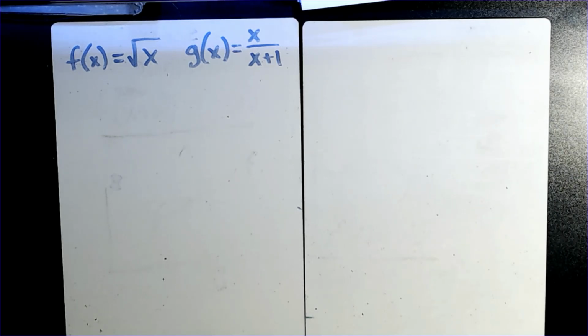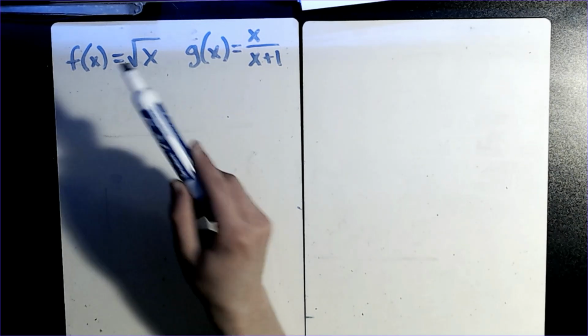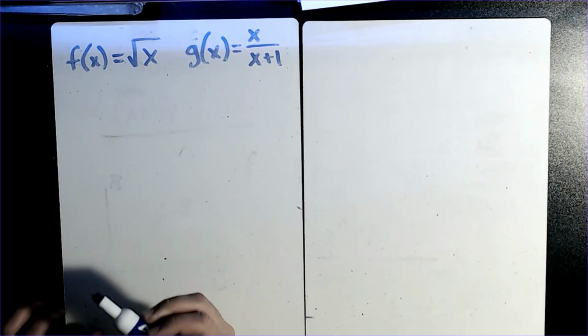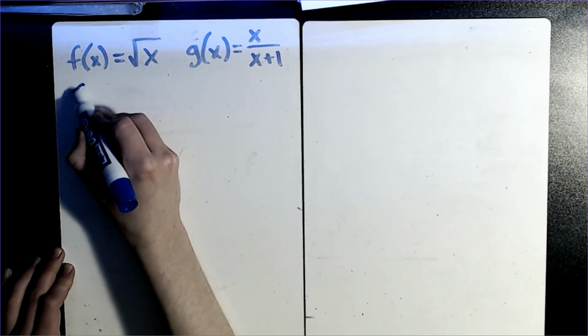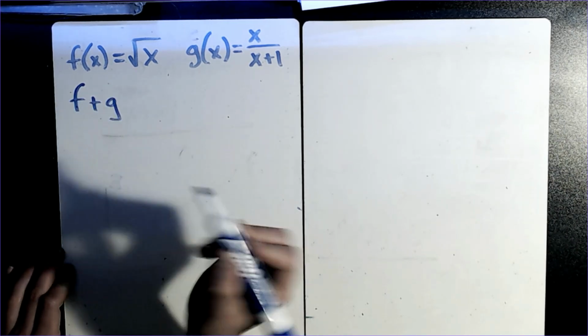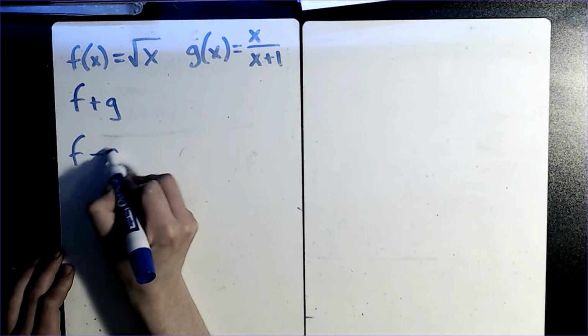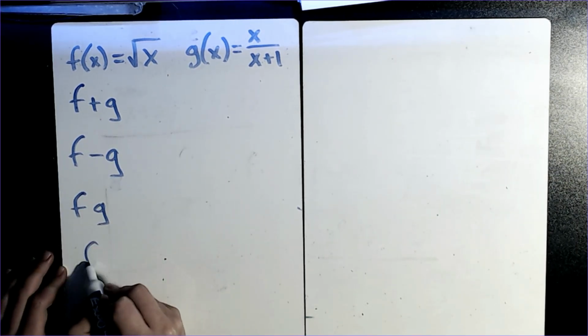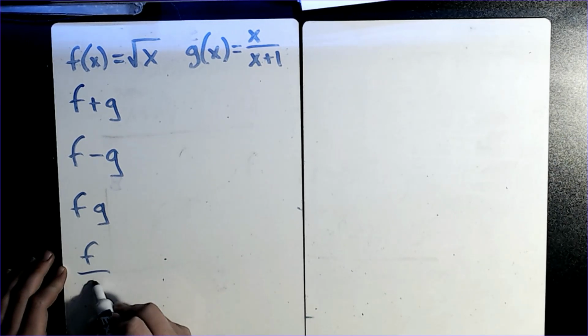Okay, welcome students. In this video we're going to look at how to algebraically combine two functions. So I have two functions here. f of x is the square root of x and g of x is equal to x over x plus 1. And what we are going to do is find the functions f plus g, f minus g, f times g, and f divided by g.